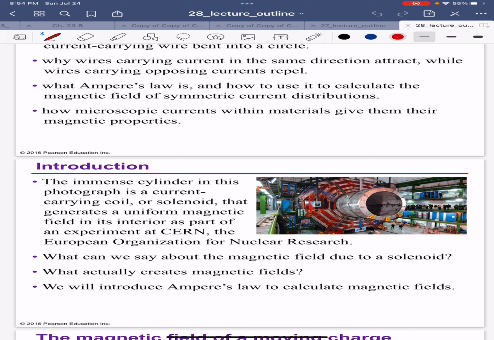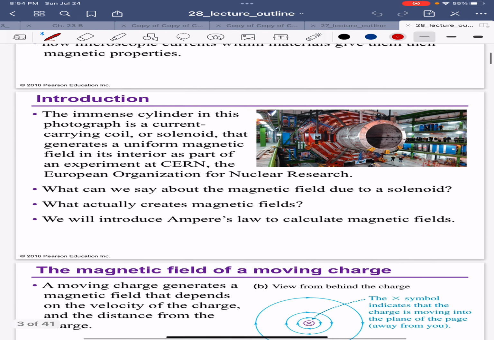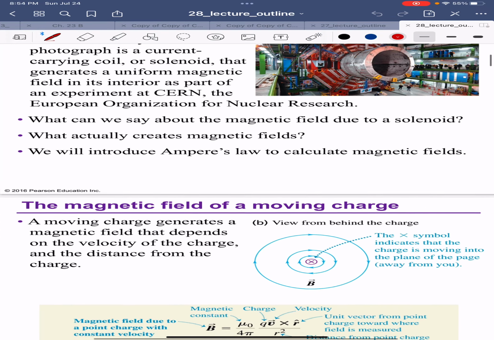And what can we say about the magnetic field due to a solenoid? Is it uniform? Is it not uniform? Depends on what actually creates magnetic fields. And also we are going to introduce Ampere's law and use it to calculate magnetic fields.